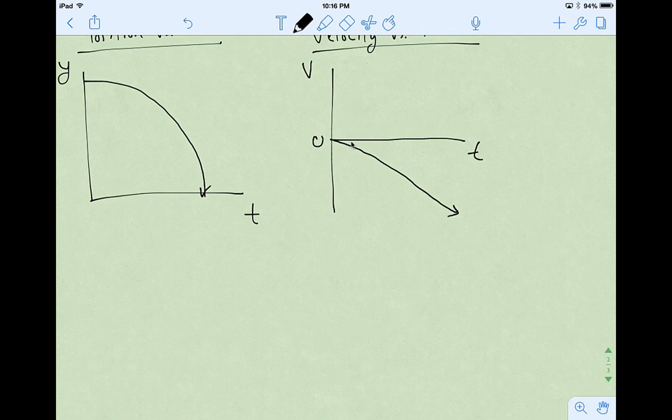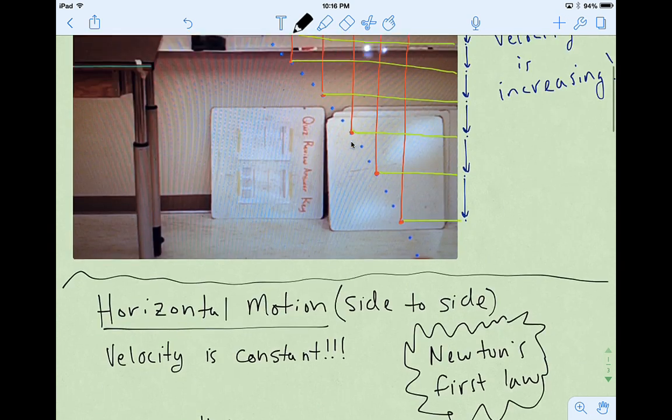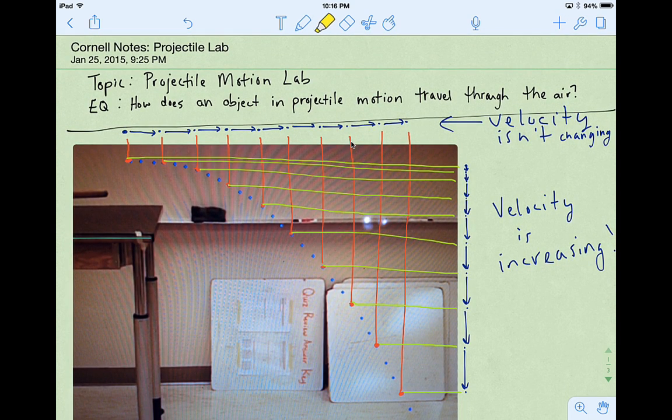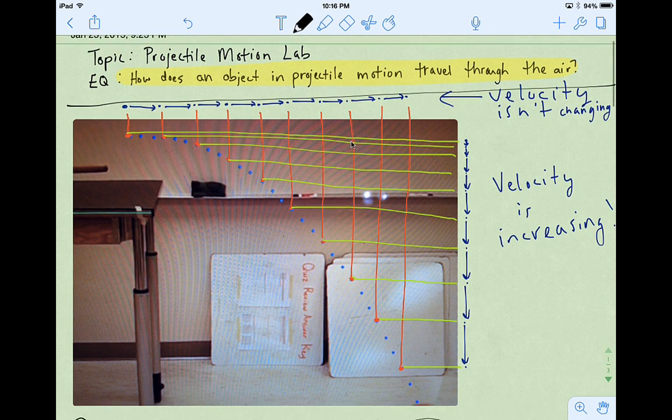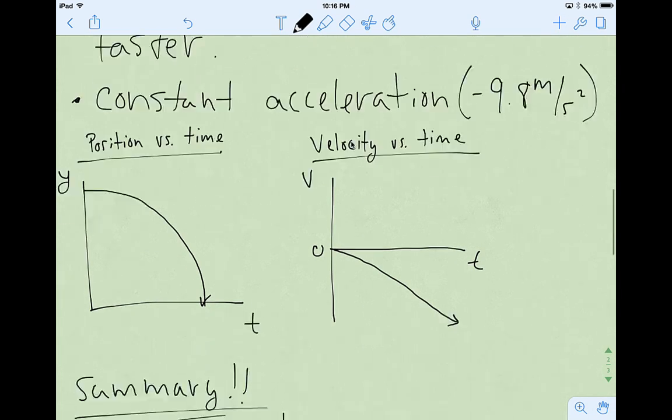First, let's make sure that you guys are writing a summary. All right, you write your summary. Remember that for the summary, we should be answering the essential question of how does an object in projectile motion move through the air? In your summary, you should talk about the horizontal motion, and you should talk about the vertical motion and how they're different.